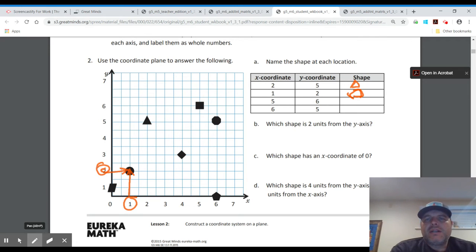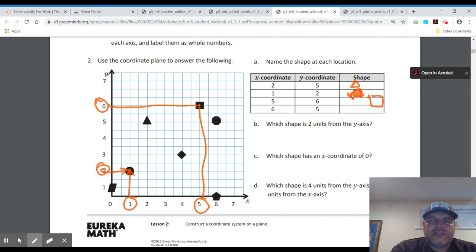Okay. Next we have 5, 6. So 5 for x. So let's look at 5 for x. And we'll go up, and 6 for y. So let's go 6. And 5 is right there. And that is going to be a square. That's a really bad circle that I drew before. Square. Okay.